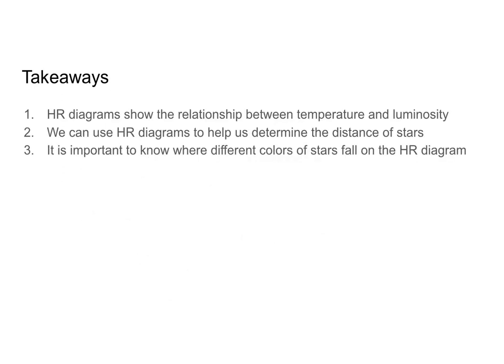So let's go ahead and talk takeaways. First of all, HR diagrams show the relationship between temperature and luminosity. We can use HR diagrams to help us determine the distance of stars, and it's important to know where different colors of stars fall on the HR diagram, and more importantly, where different types of stars fall on the HR diagram. So there you have it, guys. You have officially learned what HR diagrams are, how to interpret them, and how to use them to better understand the stars you see in our universe.